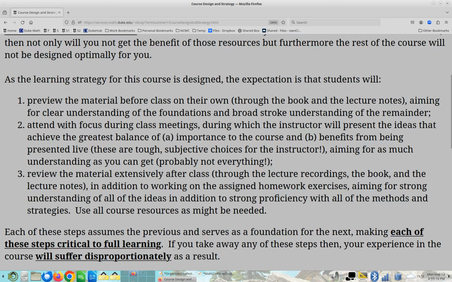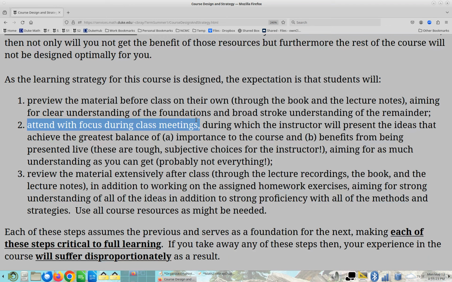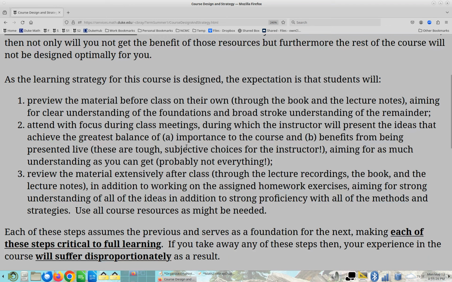Then, of course, you've got to come to class, pay attention, and all that good stuff. That's pretty clear, I think. And again, tough choices. I'm looking for a balance of various considerations. How important are the ideas to the course? How much does it benefit from being done in class as opposed to read? I hate having to make these choices, but they're tough choices that we have to make.